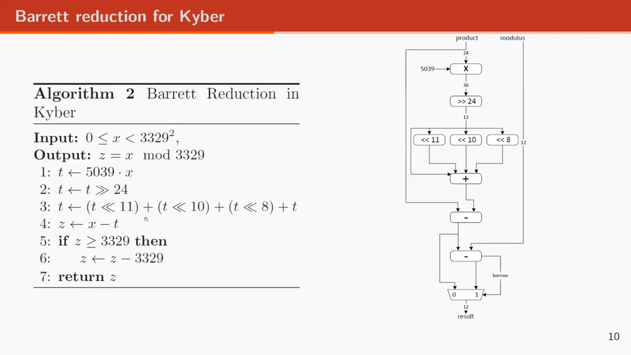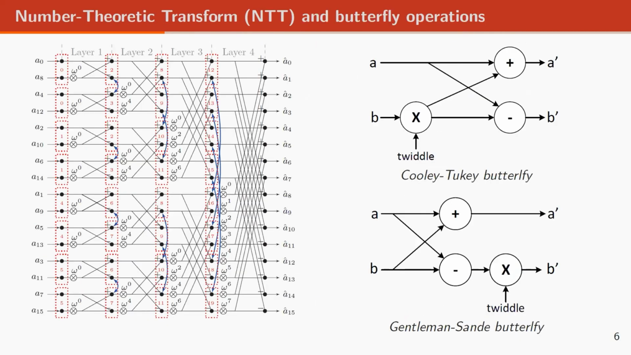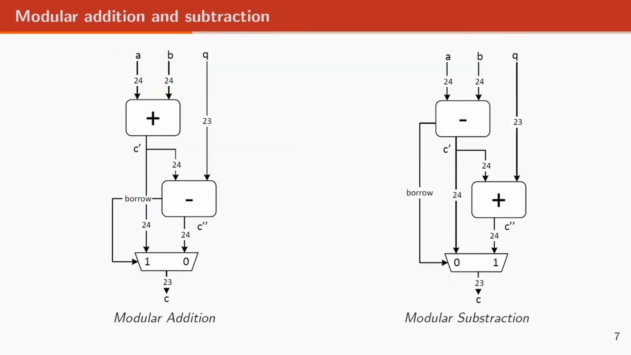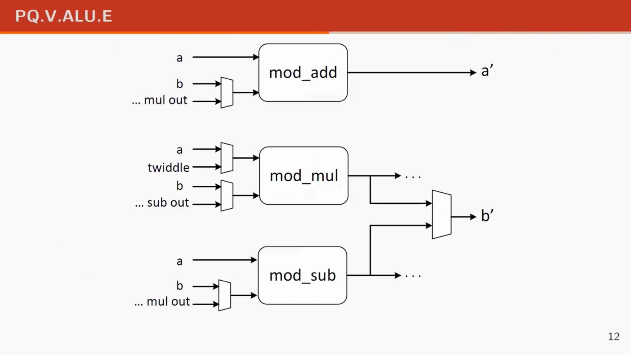So if we go back and see again our butterflies, our inputs are three. It's the coefficients and the twiddle factor, and our outputs are two. And again, for the Gentleman-Sande butterfly, two coefficients, one twiddle factor, and two results to write back. With the feature that Pulpino has, this allows us to make these operations in one cycle. And this is what we did. We combined the modular adder, the modular multiplier, and the modular subtractor with some extra multiplexers in order to give the form of the two butterflies.